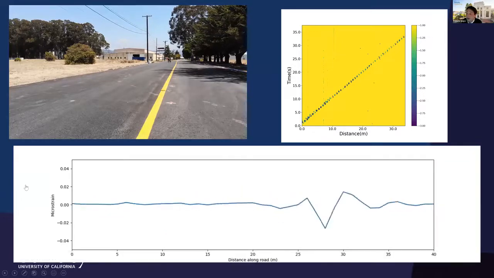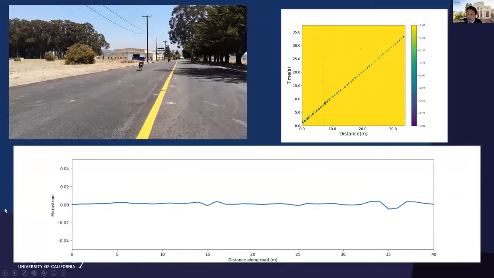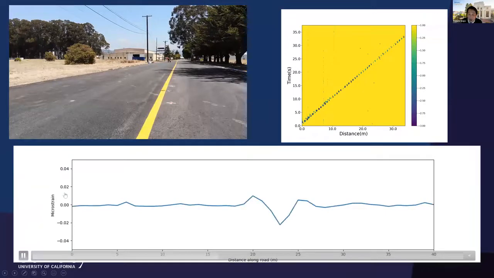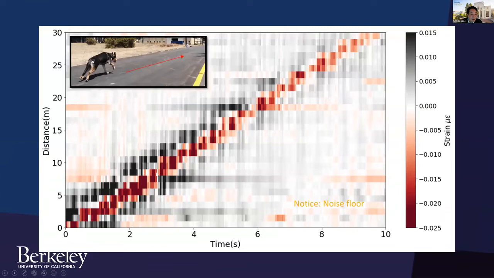So there's a great opportunity to start using this kind of technology for geotechnical engineering. I'm not sure you want to know about the vibrators or that kind of detail, but there's an opportunity to get into those details. These are a little bit more difficult to see, but you do see the trace of this dog running, and it's coming to 0.01 microstrain.